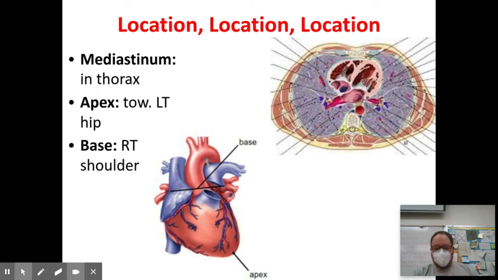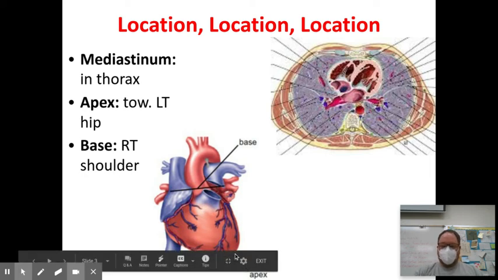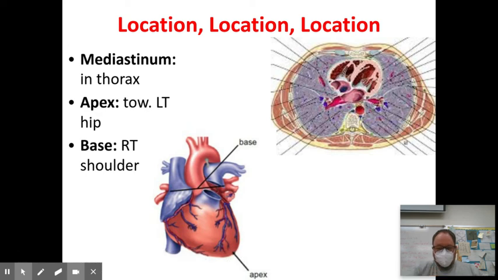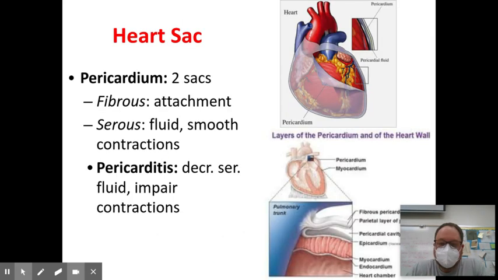Now it is sort of angled. Typically we think of apex as being the top, but in this case, the apex is at the bottom of your heart, and it's tilted toward your left hip. And then the base, or the top of your heart, is tilted toward your right shoulder. So your heart is at an angle, pointing down toward your left hip and up toward your right shoulder. Okay, now the heart itself is surrounded by a sac called the pericardium.